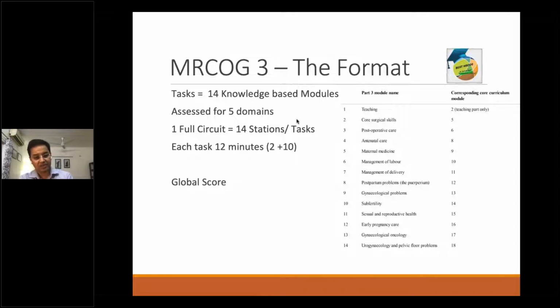The examination consists of a circuit of 14 tasks. We call it a full circuit, containing 14 tasks or 14 stations, and the time allotted to each task is 12 minutes: 2 minutes to read the instruction and 10 minutes to complete the task.